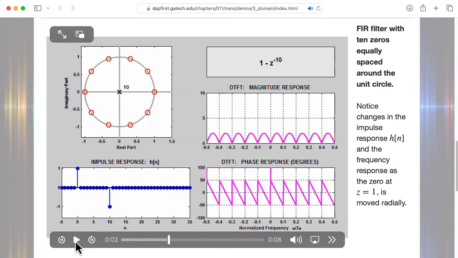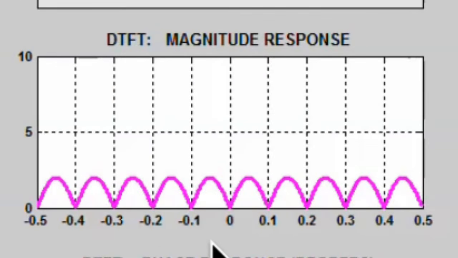There it is. If I imagine taking this system function and setting it equal to 0, I will get z to the 10 equals 1. So the solutions to that correspond to roots of unity. So I have zeros equally spaced around the unit circle. This kind of filter is referred to as a feed-forward comb filter. Later we'll look at feedback comb filters. And looking at the frequency response, you can guess why it's called a comb filter.